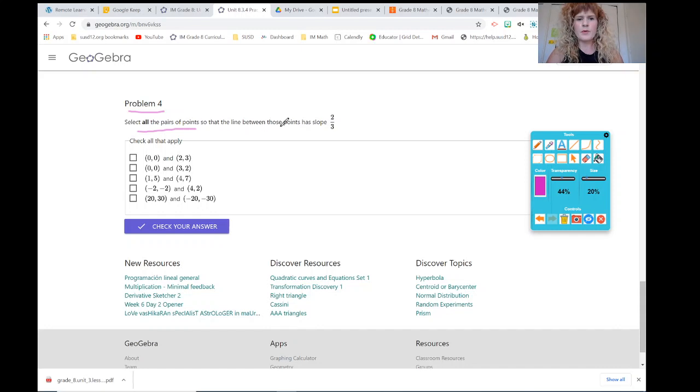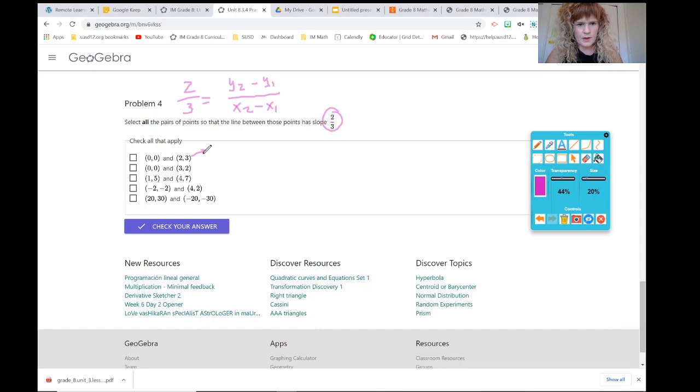Select all the pairs of points so that the line between those points has a slope of 2/3. Okay, so what they're telling us right off the bat is we are looking for points whose line contains the slope 2 over 3. So you're going to say 2 over 3, that's slope, equals y2 minus y1 divided by x2 minus x1.